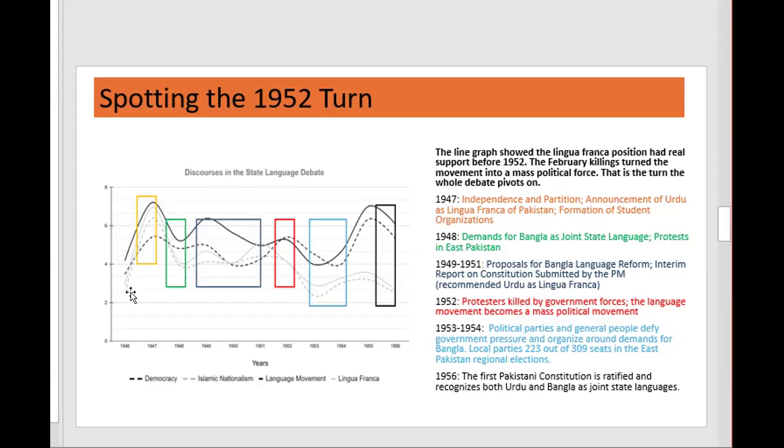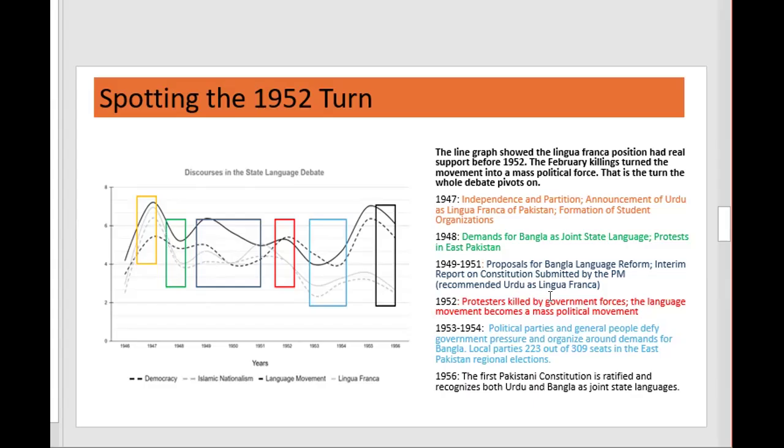So you can see these discursive fields or thematics happening. You get an upsurge of Islamic nationalism and lingua franca debates right here. It's an independence moment, so obviously Islamic nationalism will have its moment. So it's more of a percentage. And then the demand for Bangla as a state language happens here. It starts splitting apart.